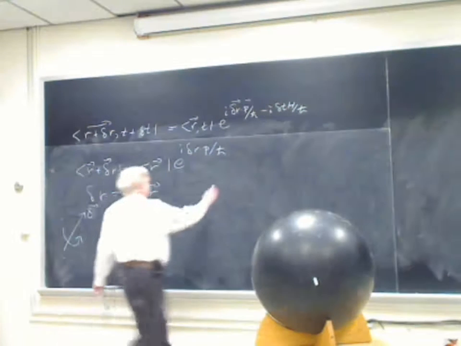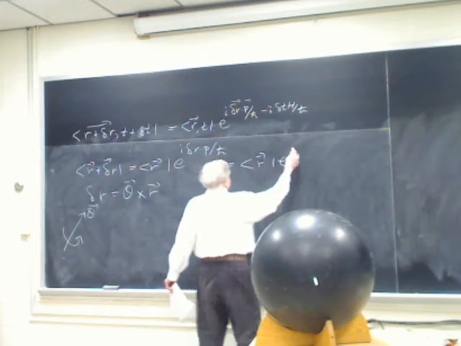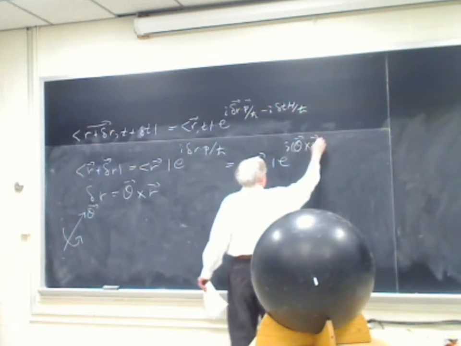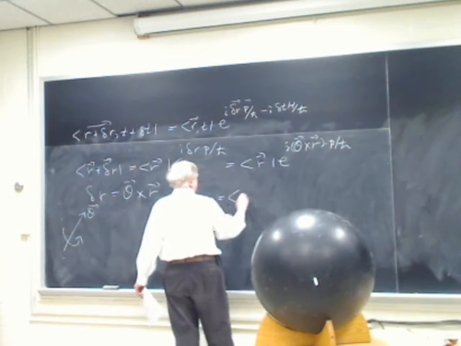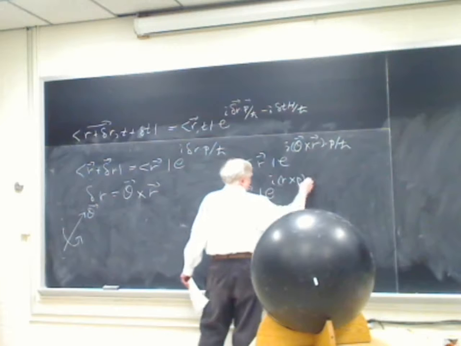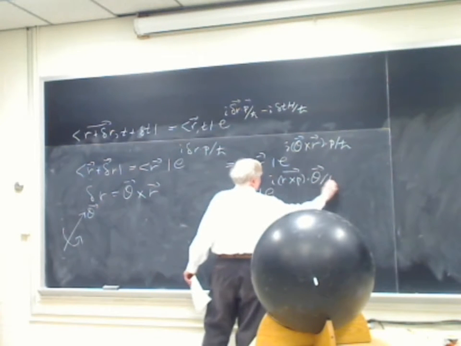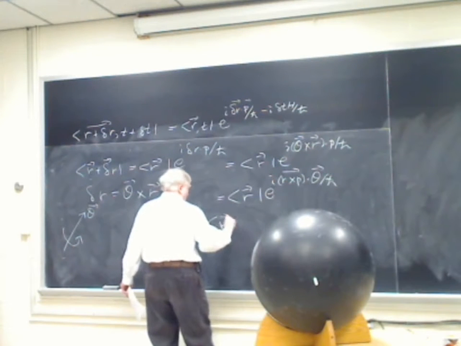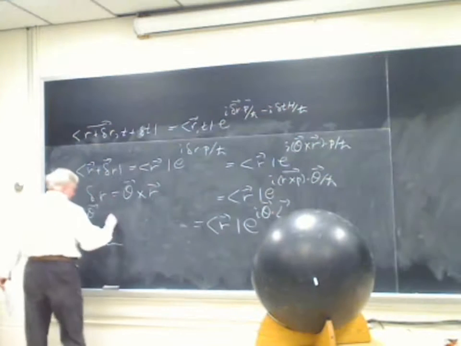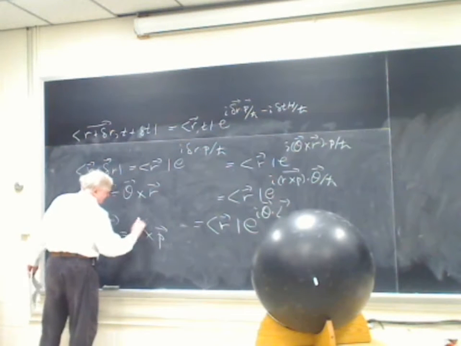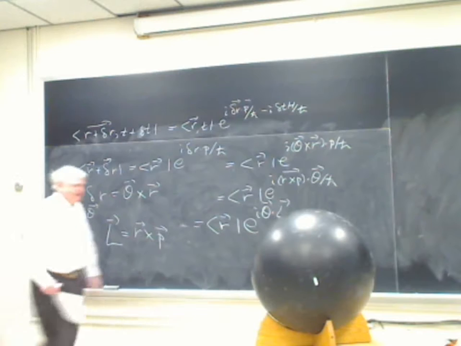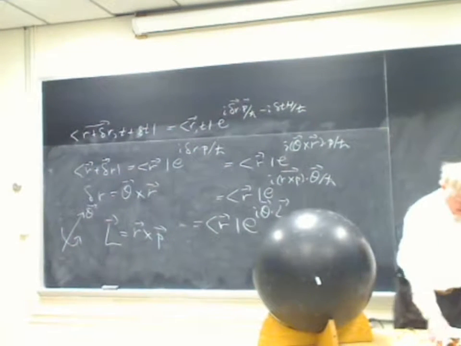Okay. And in fact, this is the same thing as R e to the i, of course, theta cross R dot P over ħ, and this is the same as R e to the i theta dot R cross P over ħ, which we normally write as R e to the i theta dot L over ħ. So that L for orbital angular momentum is R cross P. So this formula for R cross P really follows from the basic rule about what a translation in space is. This is a point that's not usually emphasized in textbooks. In fact, I've never seen it in textbooks.